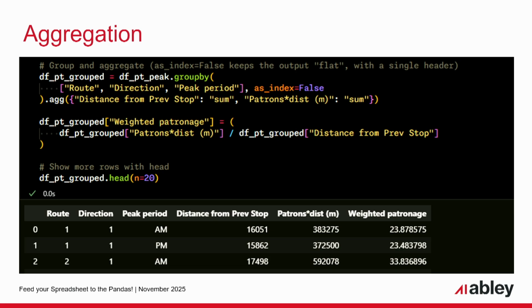Aggregation is also extremely handy. So here I'm grouping by certain columns. So I want to see per route, per direction, per peak period. And for that, I want to sum my distance from the previous stop and patrons times distance to give me a weighted average in the end. And once again, I'm listing the data out with head, and you can pass in a parameter to head to see more rows if you need more than the usual number.